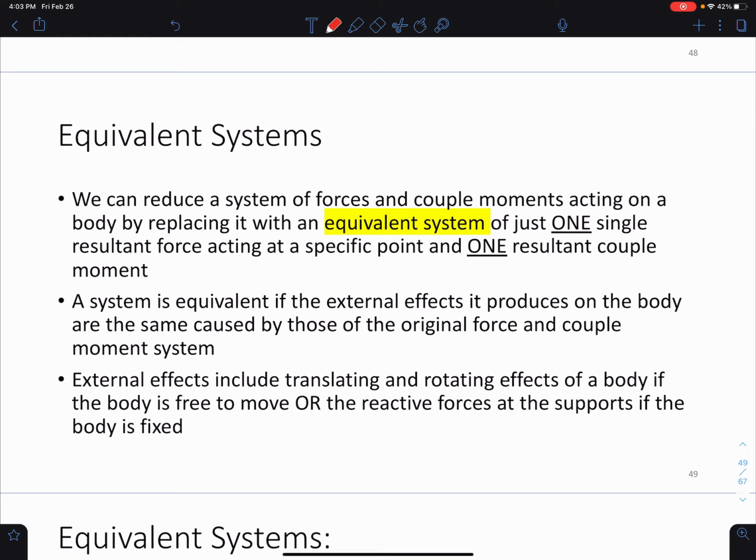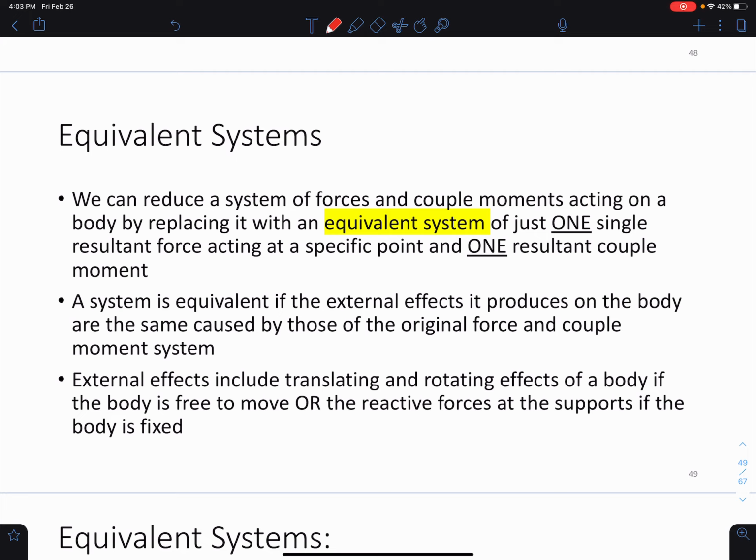So basically, we can take a system that has a bunch of forces, couples, moments, everything acting on it, and we can replace it by something called an equivalent system with just one single resultant force acting at a specific point and one resultant couple moment instead of having to deal with all of these different forces on the system. So a system is equivalent if the external effects it produces on the body are the same as those of the original force and moment system.